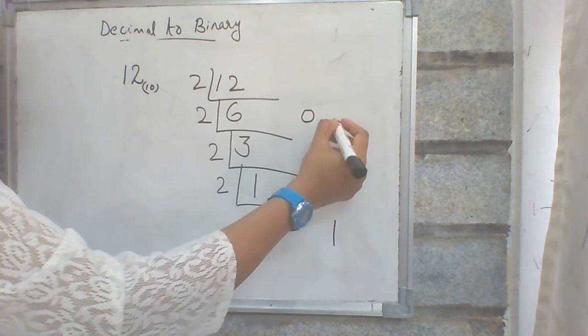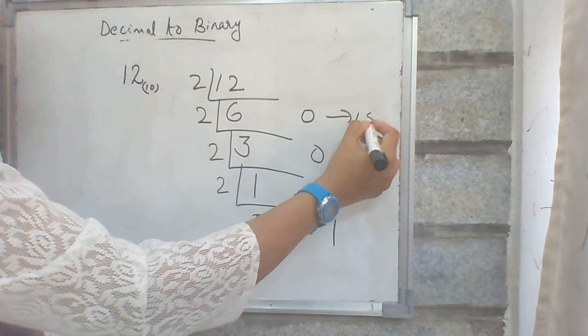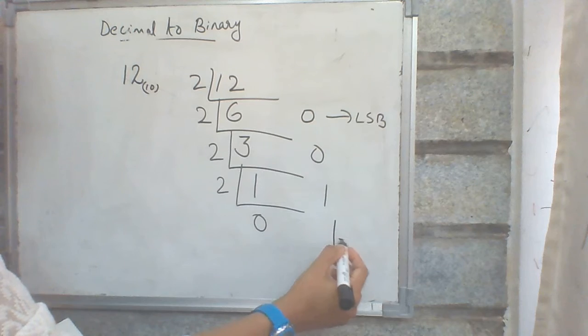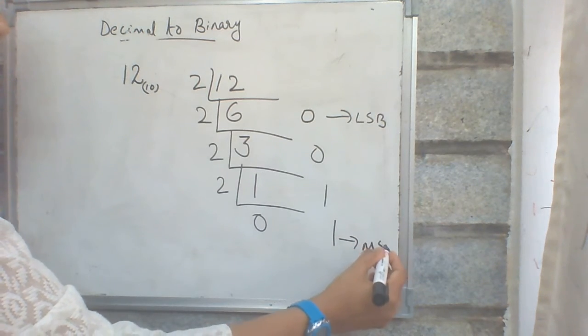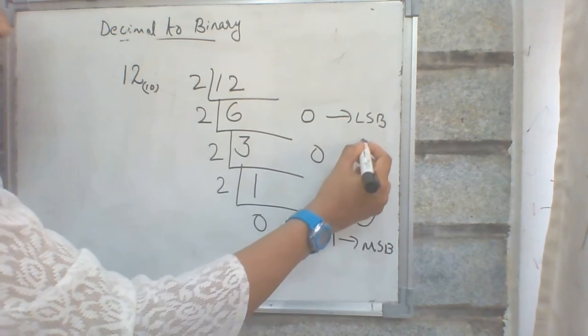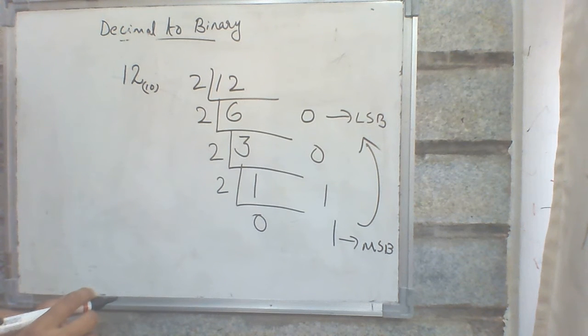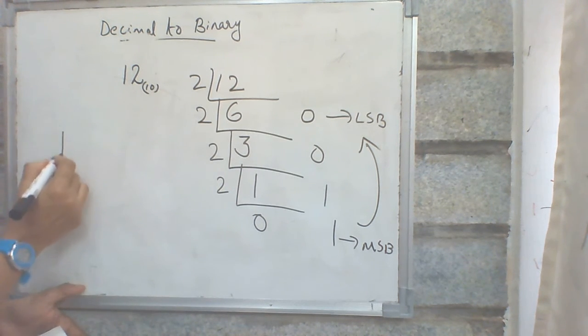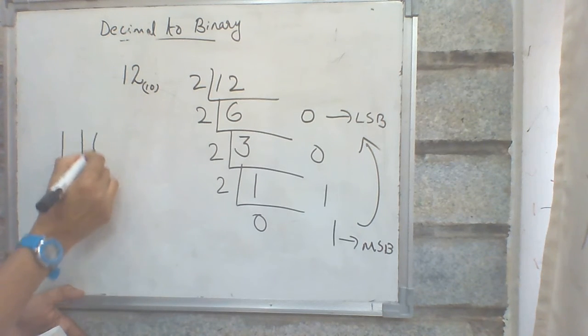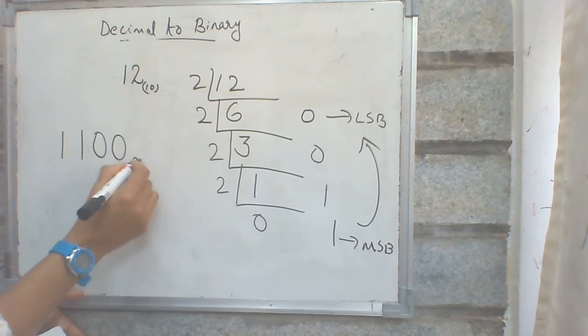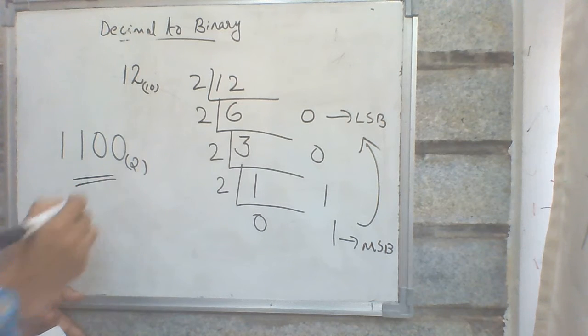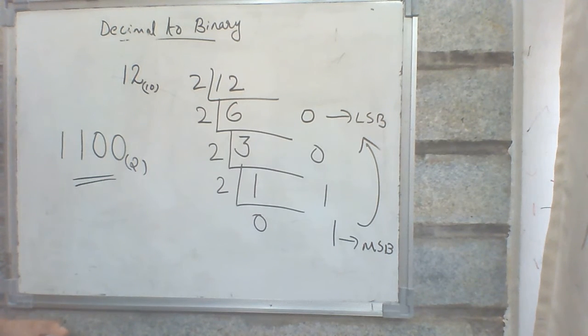Which will be the LSB and MSB? LSB is the first remainder. MSB is the last remainder. We need to write the number from MSB to LSB. Then what will be the answer? 1, 1, 0, 0. Base radix is 2. This will be the answer.